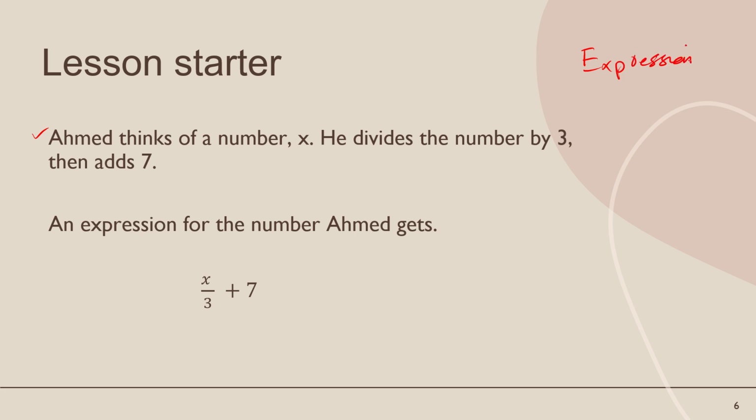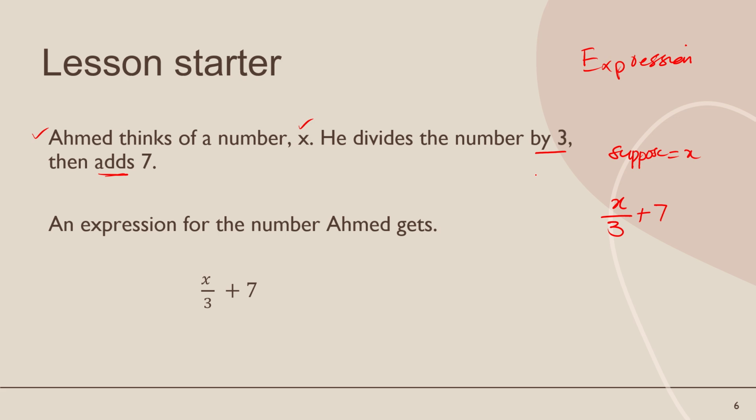What is an expression? Let's suppose that M thinks of a number x. Suppose x is any number, let's say 5, 6, 7, any number. He divides the number by 3. So he divides his number, which he thought about, by 3. Write it in this form, and add is the arithmetic operation. Then write which number is added to this x by 3? 7. So it becomes an expression.